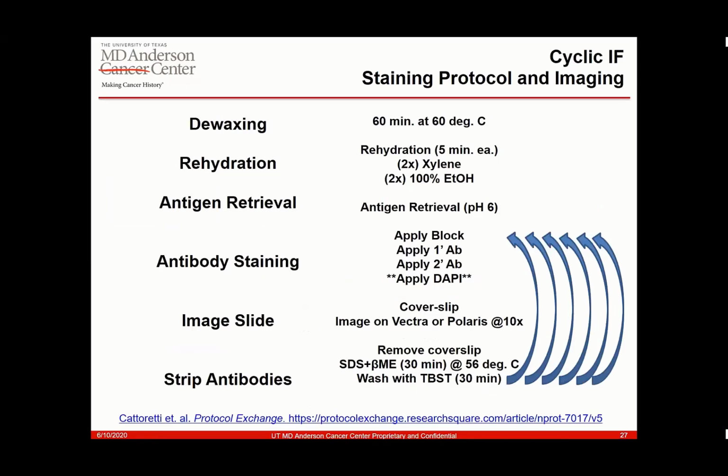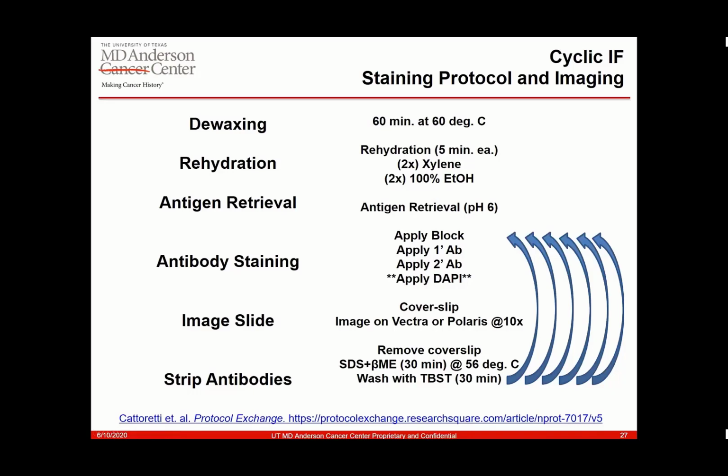So the protocol that we've been using and testing, and this is still in the testing phase, is called the MILAN technique, which is multiple iterative labeling by antibody neodeposition. It was created by the Cattoretti lab in Milan. Basically it starts off very similar to essentially any regular IF stain. You have your dewaxing, rehydration, antigen retrieval, and we only do one round of antigen retrieval in this, notably. Then we apply block, we apply our antibodies and DAPI, and coverslip and image on our Polaris at Vectra.